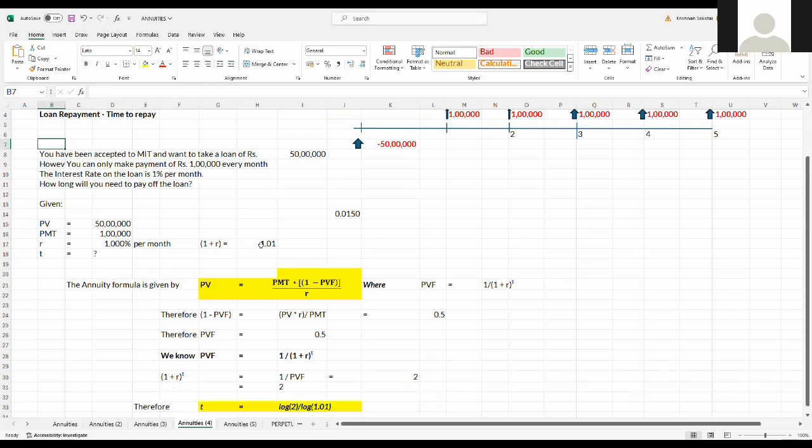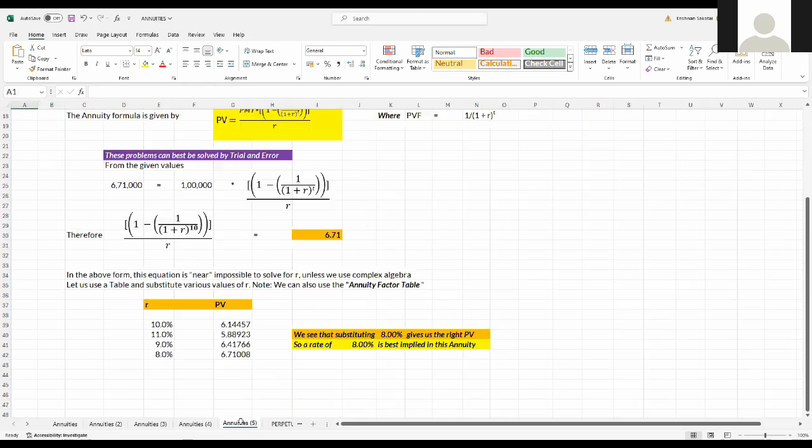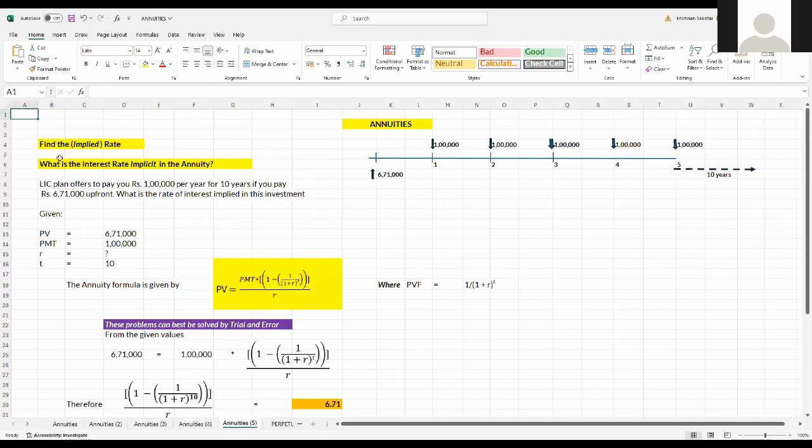Now the last problem that we will see is: what is the rate, and what is the implied rate? Why do I say implied rate? That will be clear as we do the problem. So here, for example, LIC offers to pay you 1 lakh per year for 10 years, if you pay 6.71 lakhs upfront. So at the beginning of the investment, you pay a lump sum amount of 6.71 lakhs.